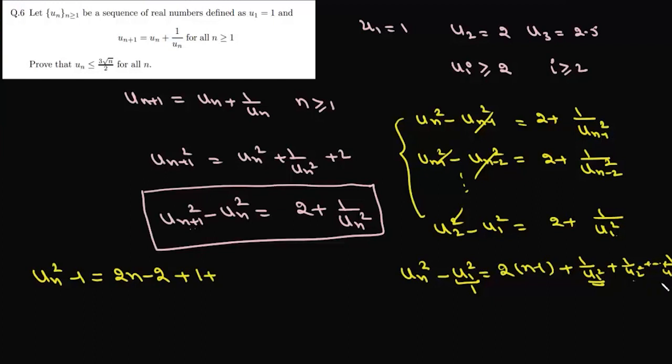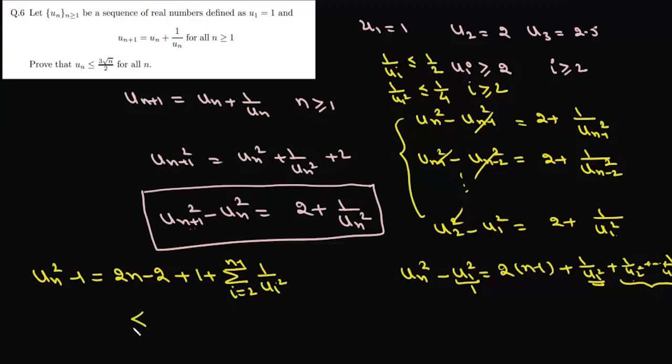We know that any ui is greater than or equal to 2 when i is greater than or equal to 2. So 1/ui will be less than or equal to 1/2, or 1/ui² will be less than or equal to 1/4 for any i greater than or equal to 2. So for all these terms from 2 to n-1, the summation of 1/ui² for i from 2 to n-1 will be less than or equal to 1/4 + 1/4 + ... n-2 times, so it will be (n-2)/4.